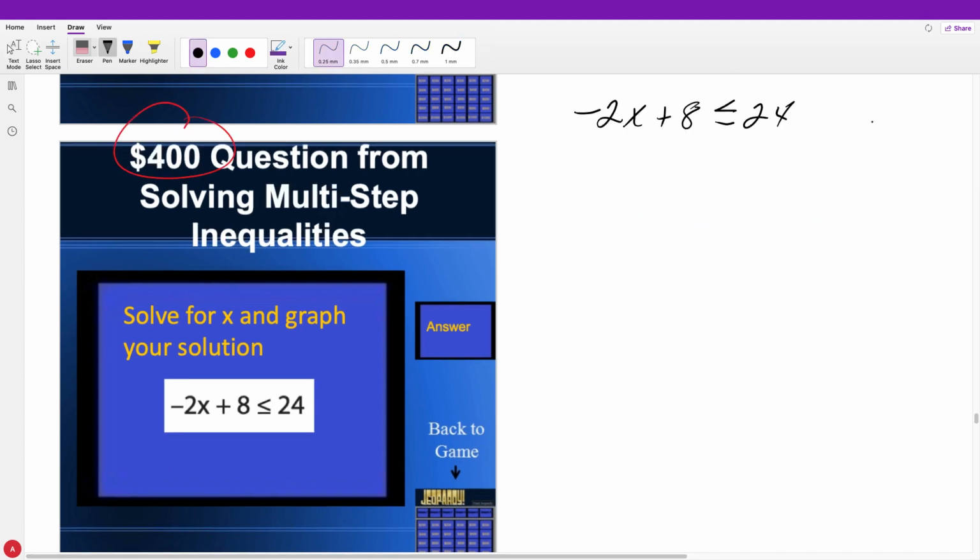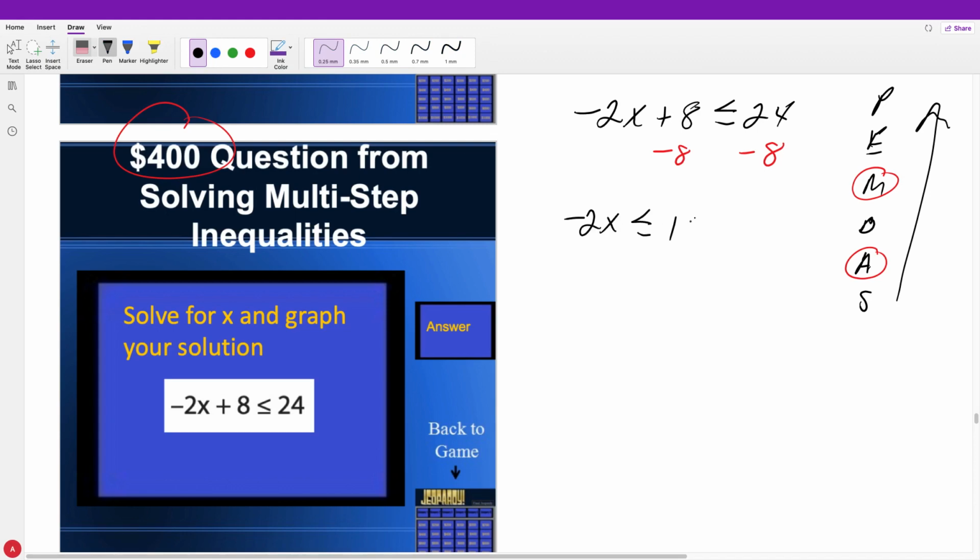All right, same thing as we learned with our equations. When we're solving equations, we did our PEMDAS in reverse. The same thing happens when we're doing our inequalities. Well, we see that we're adding and we see that we're multiplying. So we are going to get rid of our addition first. To get rid of addition, we subtract. So now I have that negative 2x is less than or equal to 16.